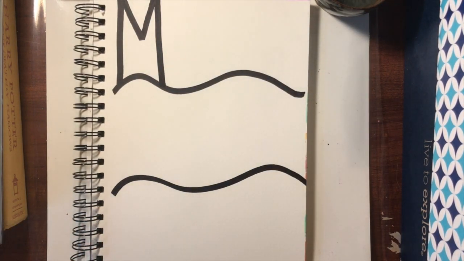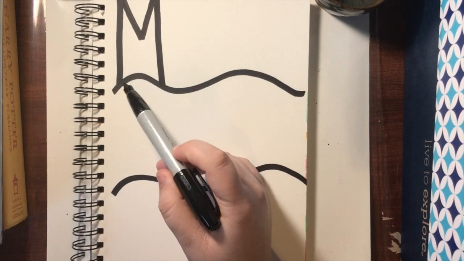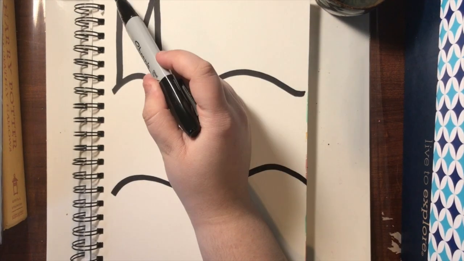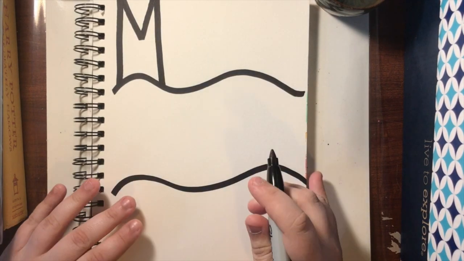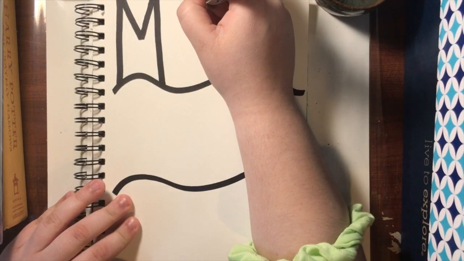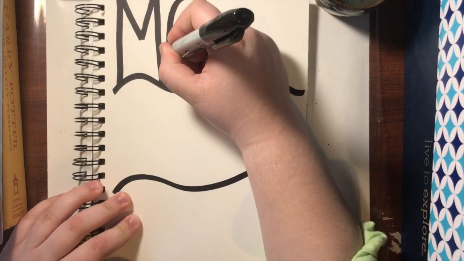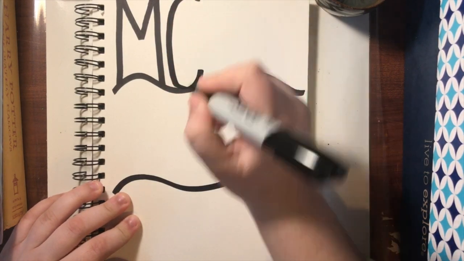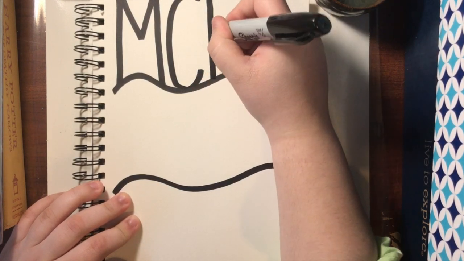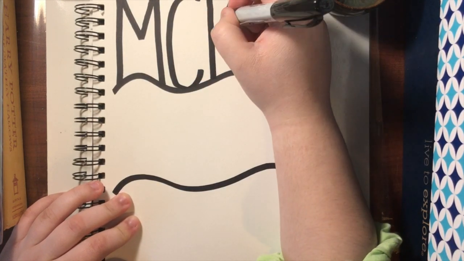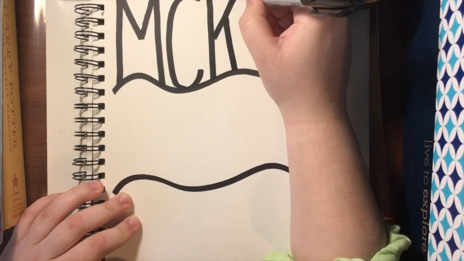Now notice how the bottom of my letter touches the wavy line, and the top of my letter touches all the way at the top of my paper. This is very important, and when we get to coloring it in, you'll understand why. So I'm just going to fill in my first and last name, making sure my letters are nice and tall, they're close together, and they're touching the top and the bottom.